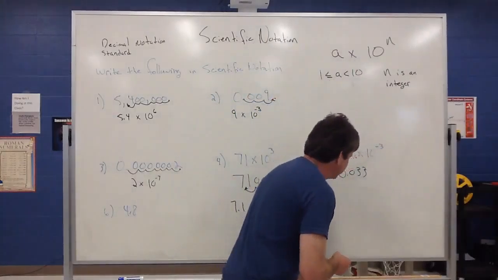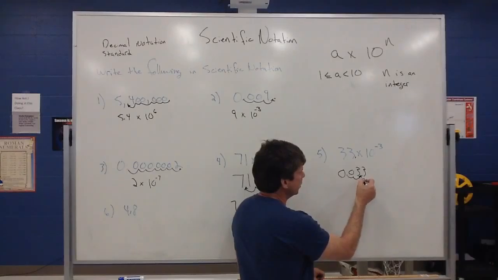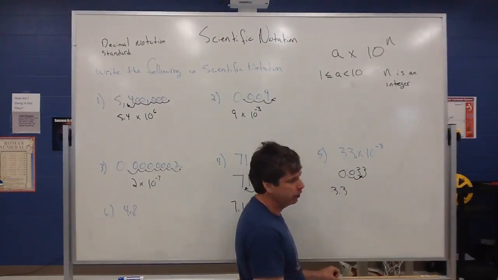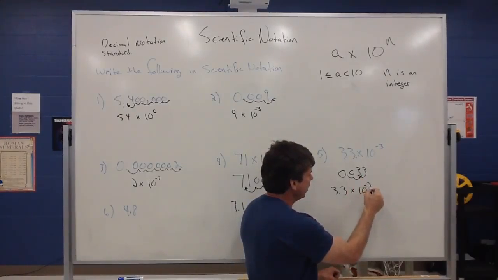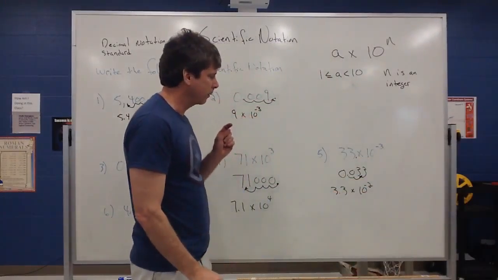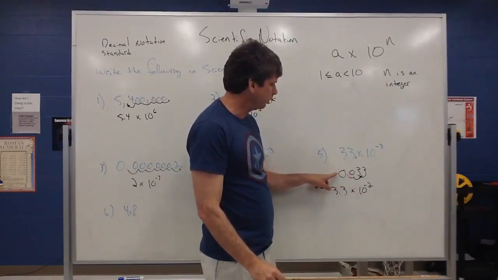So to make it scientific notation, this decimal's got to move over 2 spots to make a number between 1 and 10. So that gives me 3.3. 3.3 is between 1 and 10. And notice how I gained 2 spots, so I have to offset that by putting a 10 to the negative 2 there. So that would make me lose 2 spots back. So 3.3 times 10 to the negative 2 would be equivalent to this.